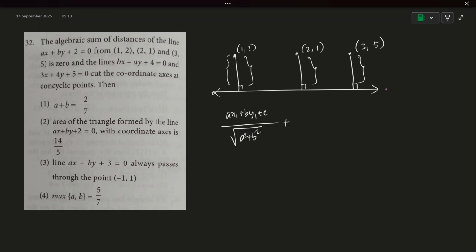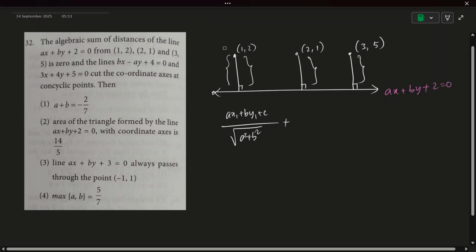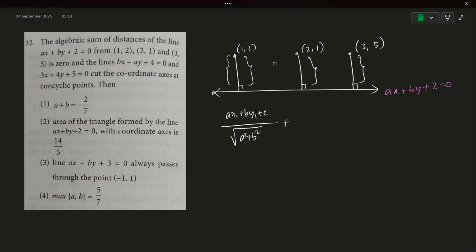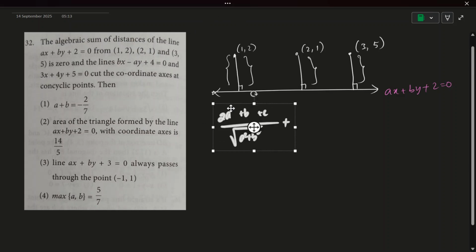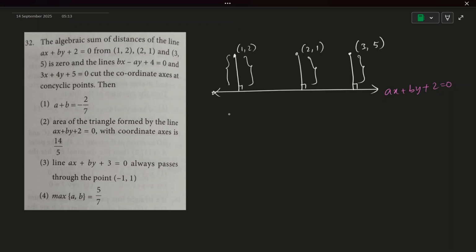The line equation is given by ax plus by plus 2 equals 0. Here we keep this line, and we substitute (1, 2) in place of x1 and y1. Sorry, I will write once again: a times 1 plus b times 2 plus 2 divided by root a square plus b square. So this is the distance from this point to the given line.